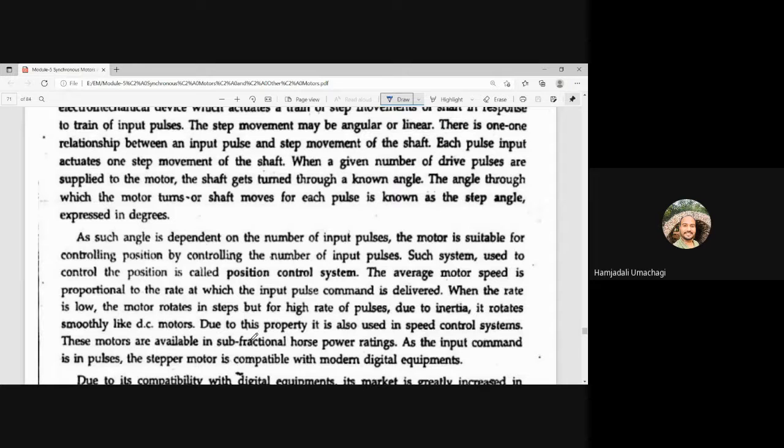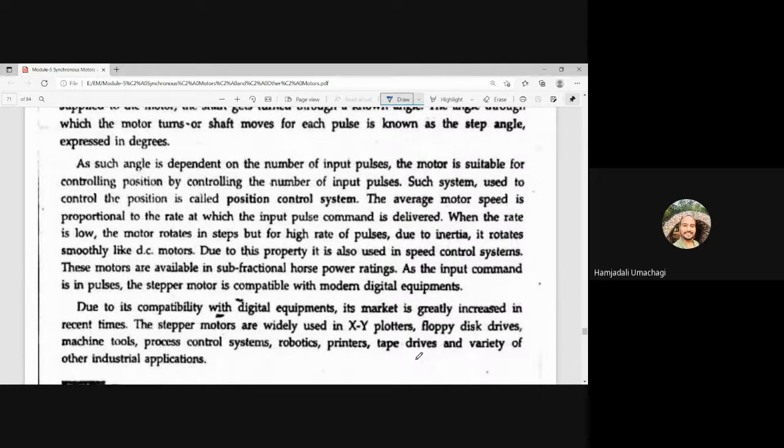These motors are available in sub-fractional horsepower rating. So the stepper motors are available in sub-fractional HP ratings also. As the input command is in pulses, the stepper motor is compatible with modern digital equipment. So here input command is in terms of square wave pulses, and it is compatible with all the digital equipment like computers and all. So you can interface stepper motor with digital computers. Due to its compatibility with digital equipment, its market has greatly increased in recent times. Because of this additional feature, its market is rising day by day.